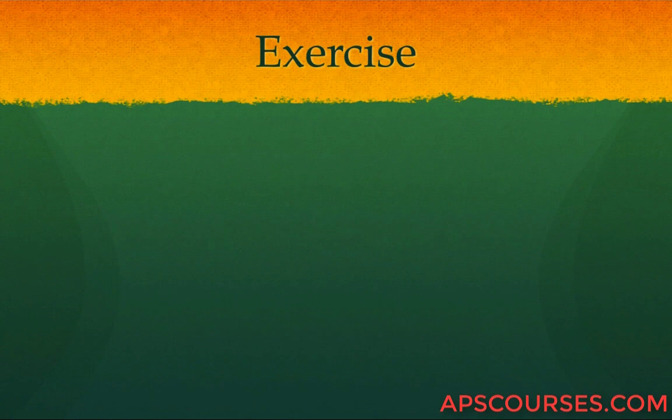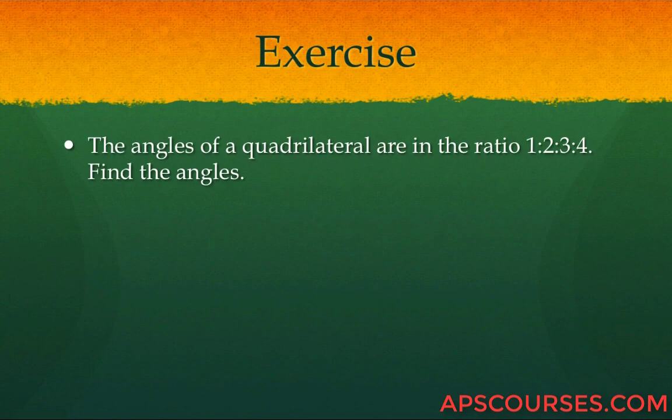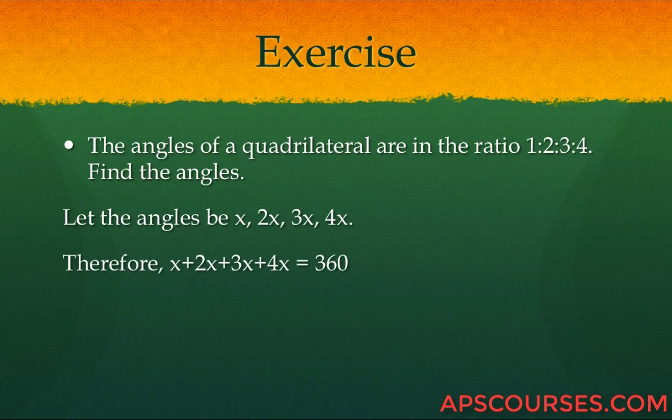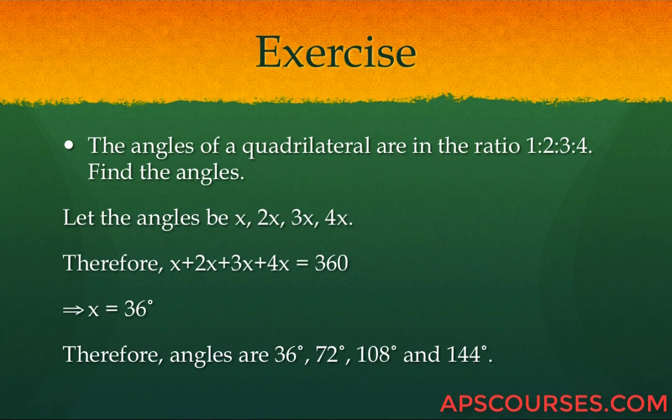Let us solve a simple exercise. The angles of a quadrilateral are in the ratio 1:2:3:4. We need to find all the angles of this quadrilateral. Since the angles are in the ratio 1:2:3:4, let the angles be x, 2x, 3x and 4x. Therefore, the sum of all these four angles will be equal to 360 degrees, and therefore x is equal to 36 degrees. From this, the angles can be calculated to be 36 degrees, 72 degrees, 108 degrees and 144 degrees.